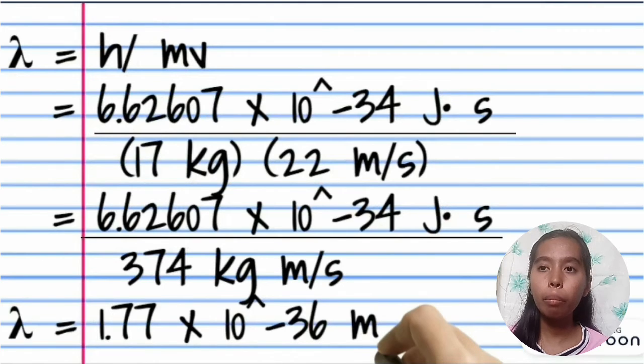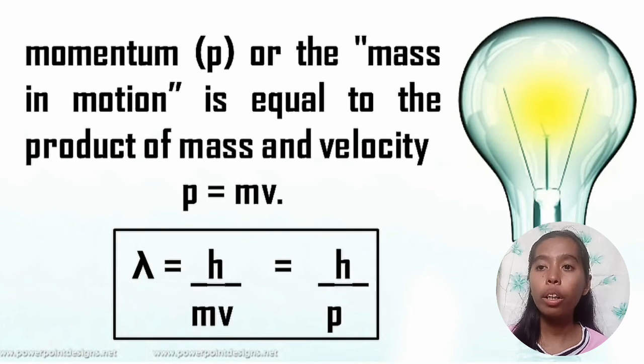Another thing that you must remember is that the momentum, or p, or the mass in motion that we define in the terminologies, is equal to the product of mass and velocity. So, we can say that p is equal to m times v. So, it also means that we can write the de Broglie wavelength equation like this.